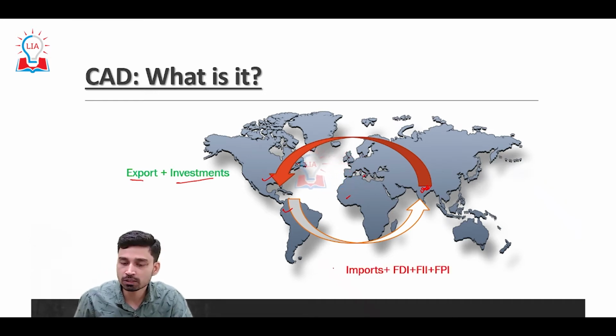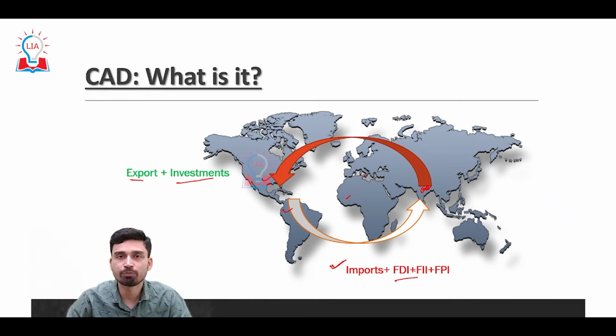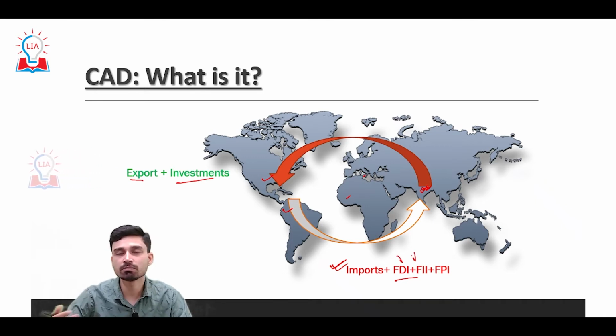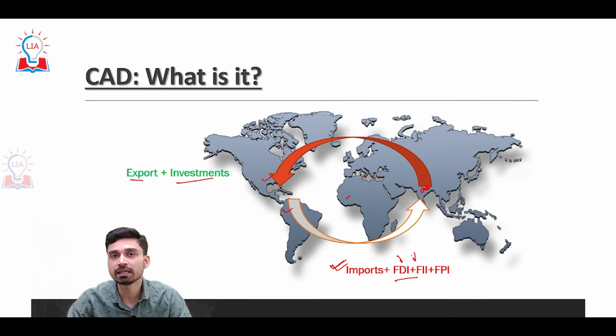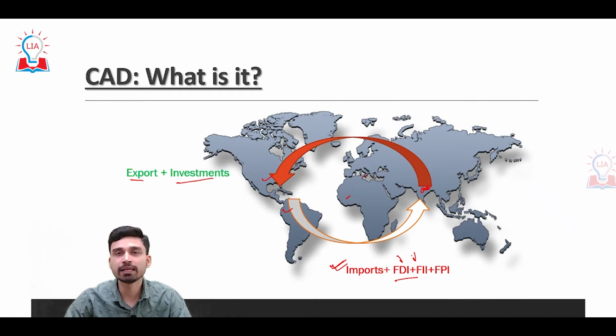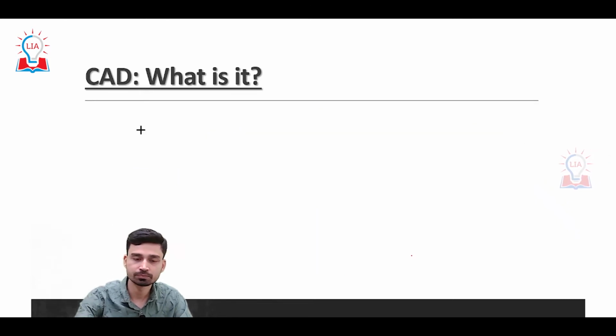And on the other hand, we have imports as well as FDI, FIIs and FPIs. That means Indian citizens are importing some goods and services and also doing some foreign investment, for example, as simple as buying a stock of Tesla or a stock of Apple. And at the same time, we have foreign investors buying Indian stocks as well as investing in Indian companies. So these two together are the whole trading landscape of any country.